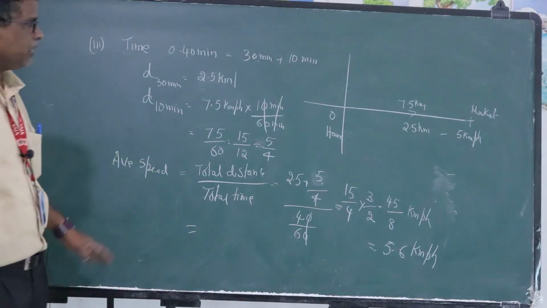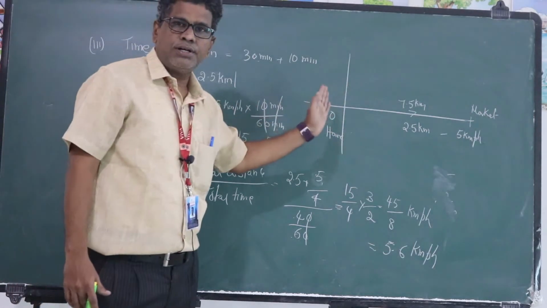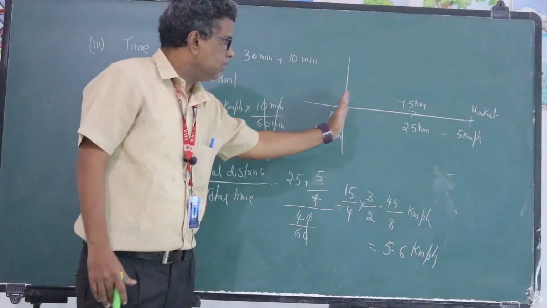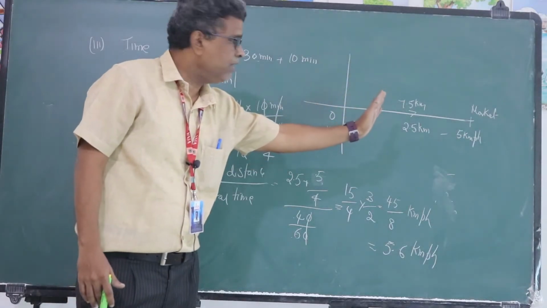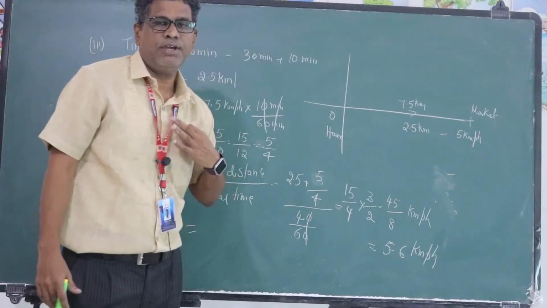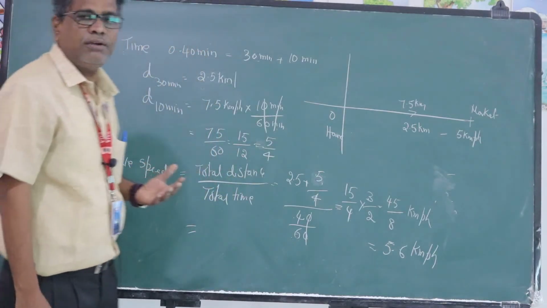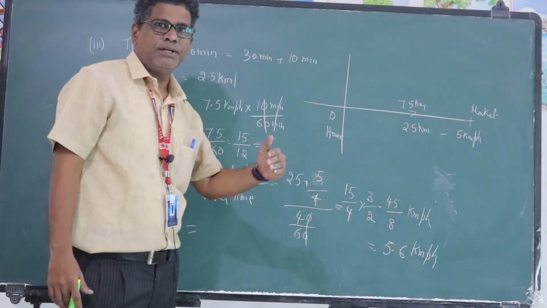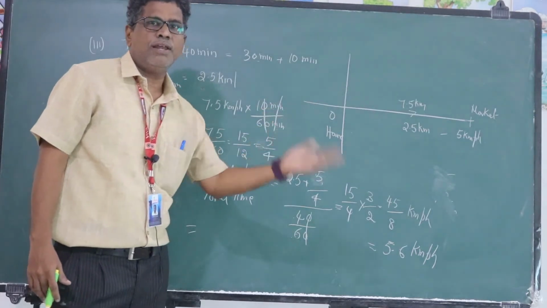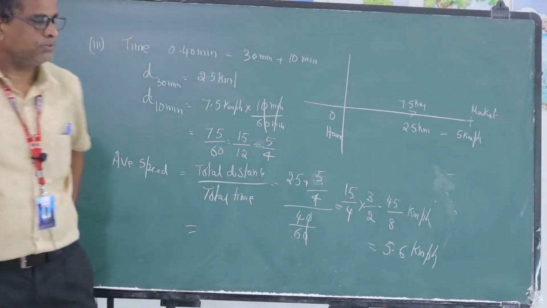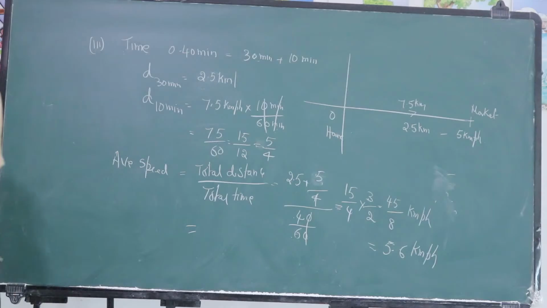A body moving with uniform speed may have variable velocity. That is the point we can conclude. The next problem.